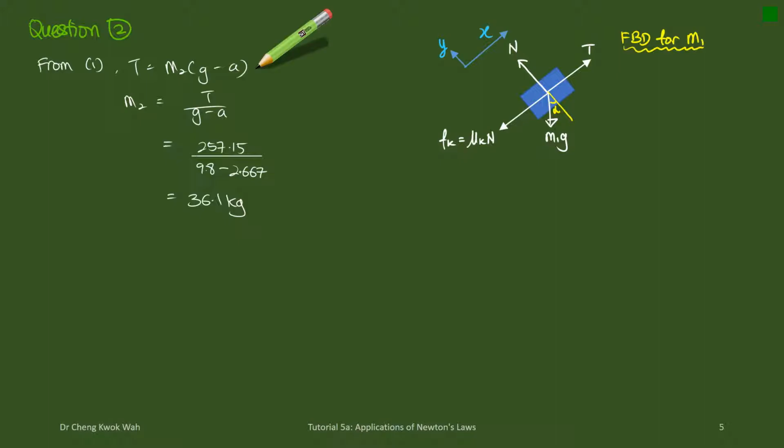From equation 1, we have T equal to m2 bracket g minus a. So m2 is equal to T over g minus a. We use our previously solved value for T, substitute inside and obtain our final answer, m2 equal to 36.1 kilograms.